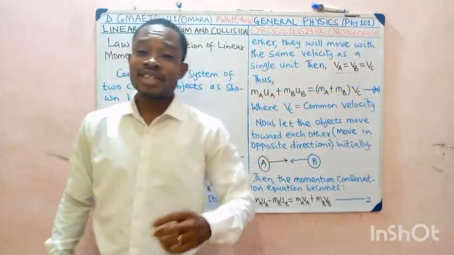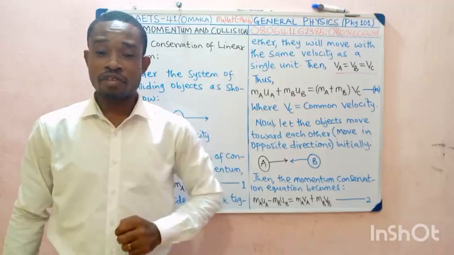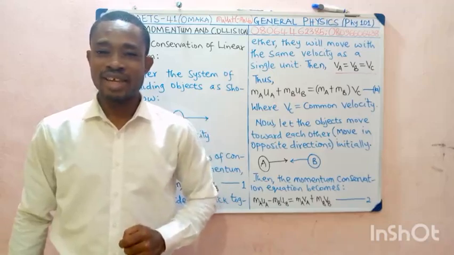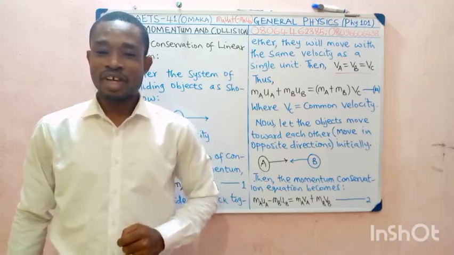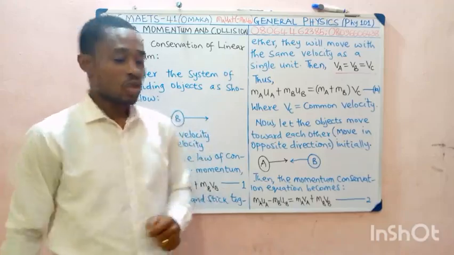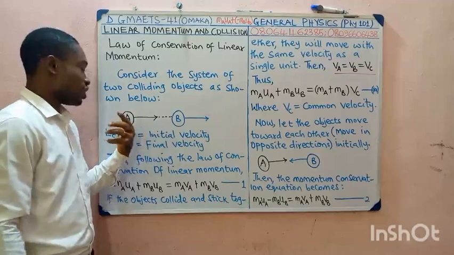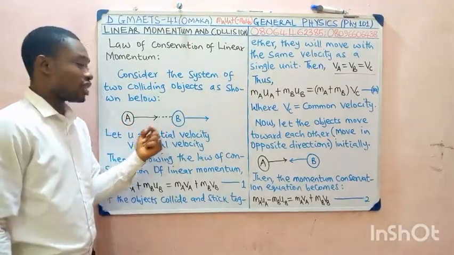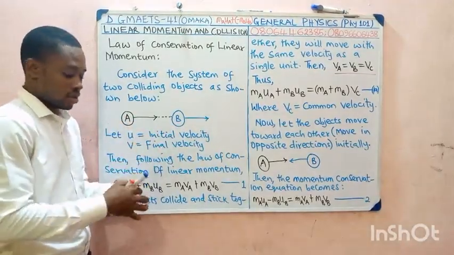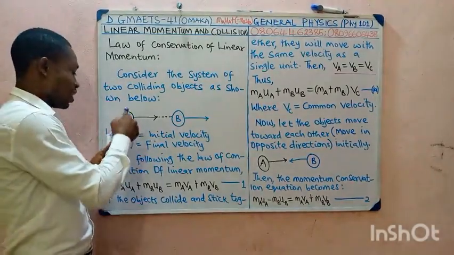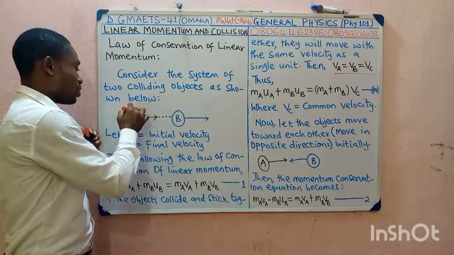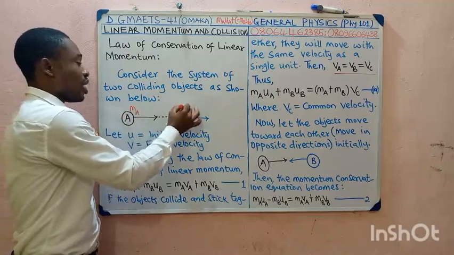In this video, let us now apply the law of conservation of linear momentum to obtain an equation for the conservation of linear momentum. So we consider this system here. This is object A and object B. They have their masses. So we're going to refer to their masses as mass A and mass B. So MA and then MB.